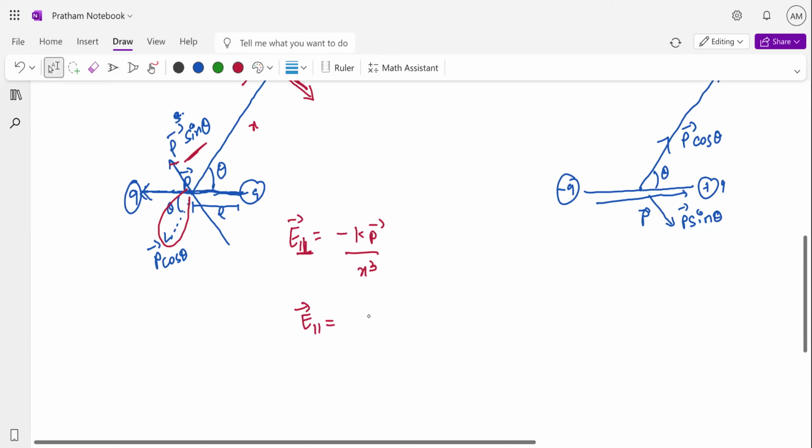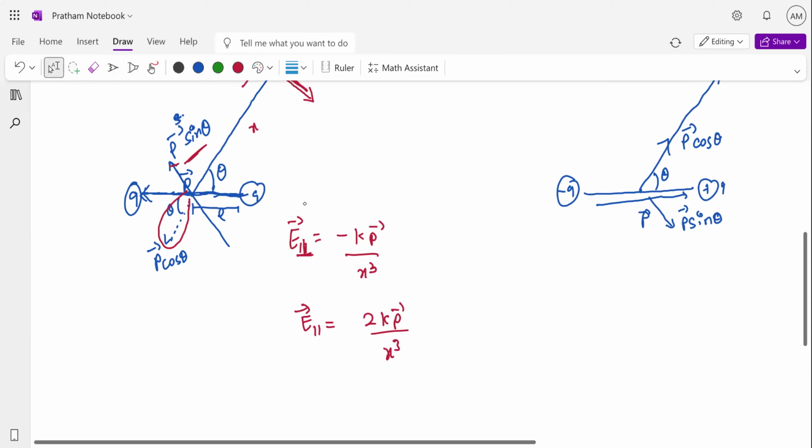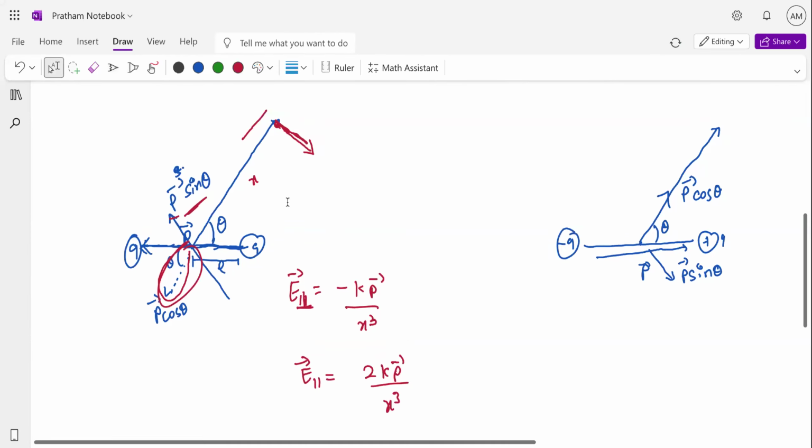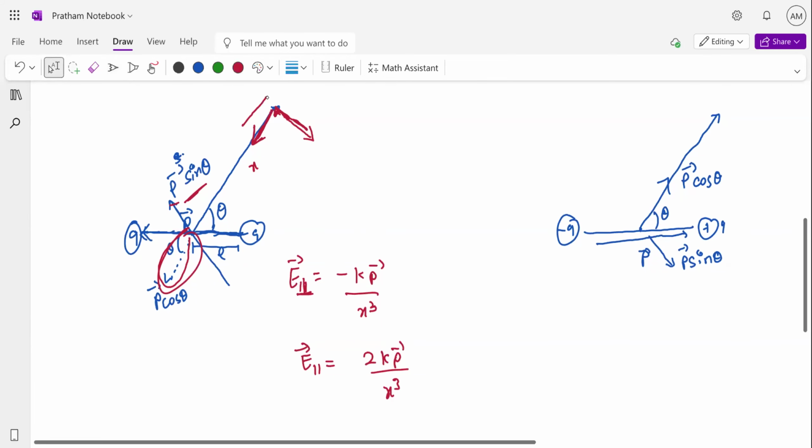Okay, for parallel you can write it as 2kp divided by x cube. Is it clear? Yes. Okay, so you see this is a parallel position. What will be the electric field at this point? It is in the direction of this dipole. You can see this. Understood? Yes. So, what will be the final direction of the electric field? It will be coming somewhere around this.